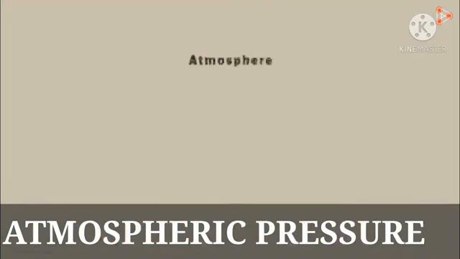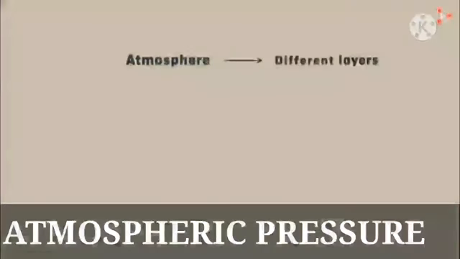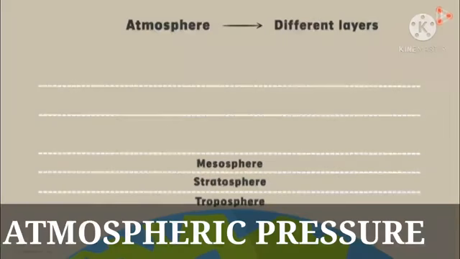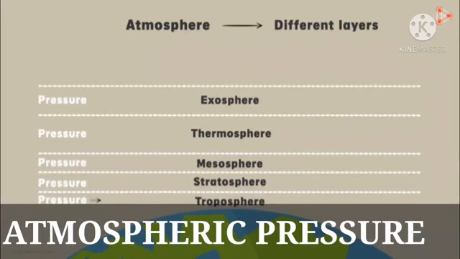Did you know that the atmosphere is divided into different layers? The atmosphere is divided into 5 layers, namely the troposphere, stratosphere, mesosphere, thermosphere and exosphere. The pressure in the troposphere, which is the bottommost layer, is higher than the pressure in the layers above it.